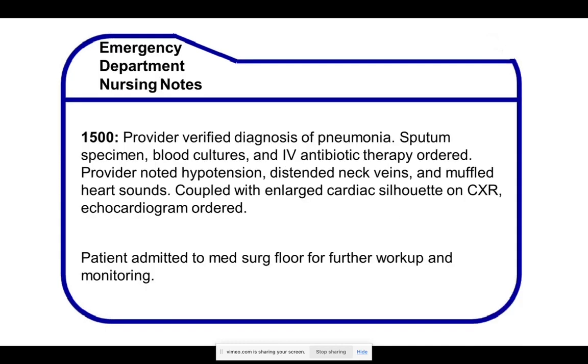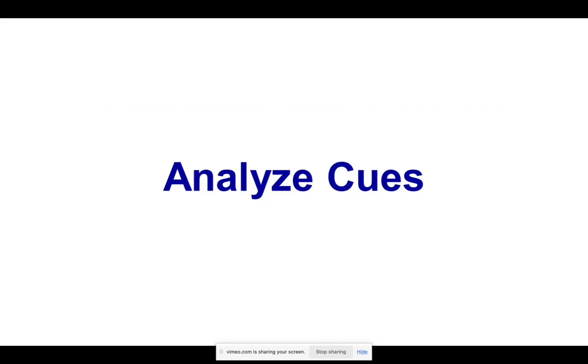So the nursing notes state that the provider verified diagnosis of pneumonia, sputum specimen, blood cultures, and IV antibiotic therapy ordered. Provider noticed hypotension, distended neck veins, and muffled heart sounds, coupled with enlarged cardiac silhouette on CXR. Echocardiogram was ordered. The patient was admitted to med-surg floor for further workup and monitoring.